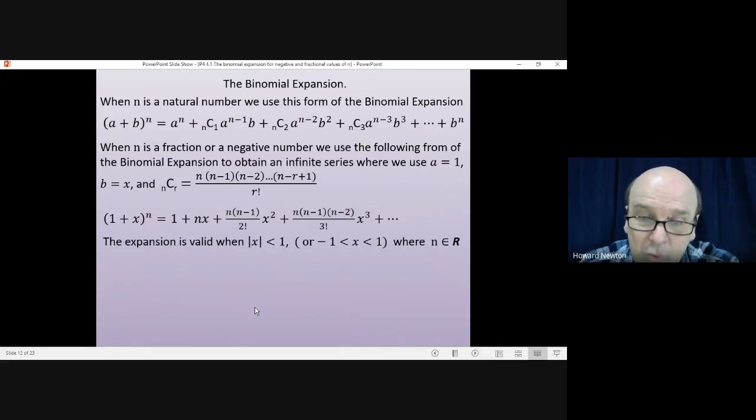The expansion isn't always valid. It's only valid when the modulus of x is less than 1. And you may see this written down in 2 ways. They may write the modulus of x is less than 1. Most people find it slightly easier to understand if you write it like this, where x lies between minus 1 and plus 1. Both of those things mean exactly the same thing, and it doesn't matter which you write. Where n is any real number.